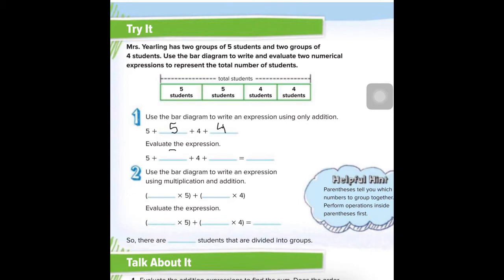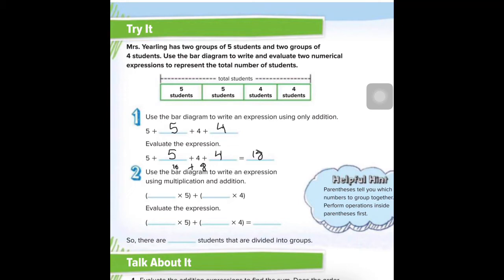Now we're going to transfer it into a problem that we can evaluate or solve. So 5 plus 5 and 4 plus 4. 5 plus 5 is 10. 4 plus 4 is 8. So we have 10 plus 8 equals 18.